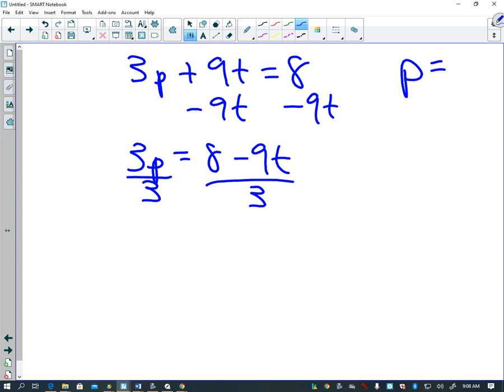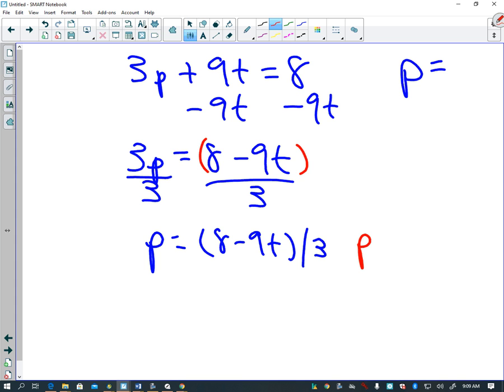Okay. So what I'm getting is p equals, and I can either write it like this, where I would write 8 minus 9t divided by 3, so that I'm seeing that this is the entire numerator divided by the denominator. Okay, and I would have to have parentheses around the entire top portion. If you don't have parentheses around this, what your calculator and what you're telling me is that p equals 8 minus 9t divided by 3. All you're saying is that the last thing is being divided by 3, which is not what we want.